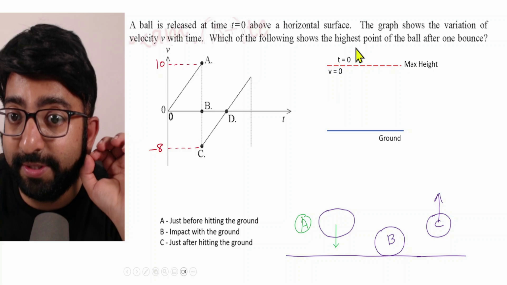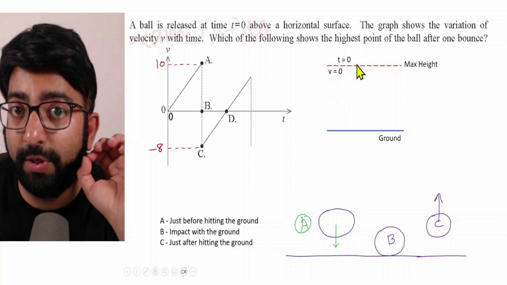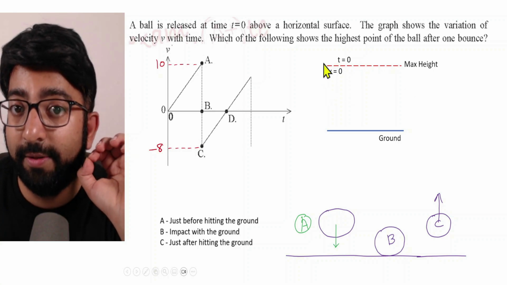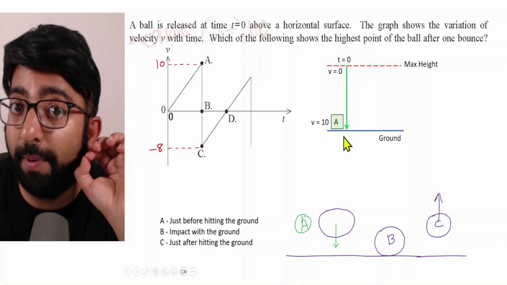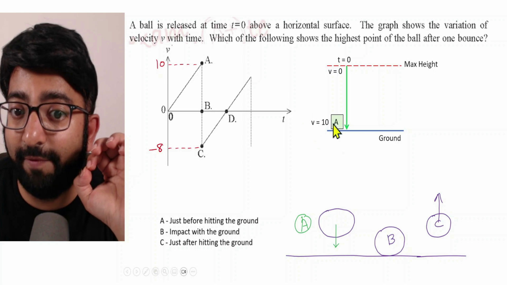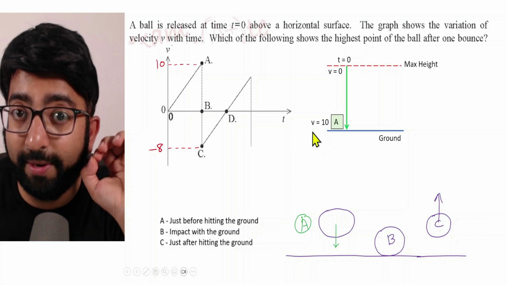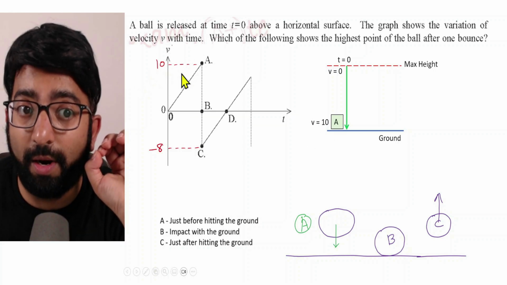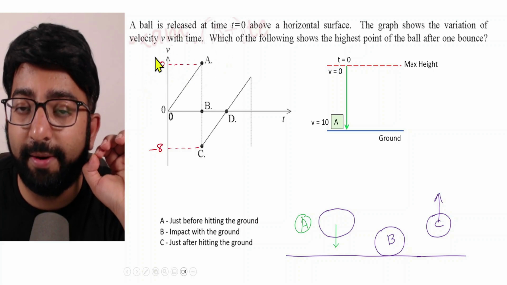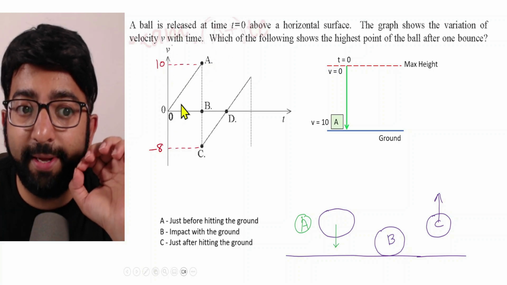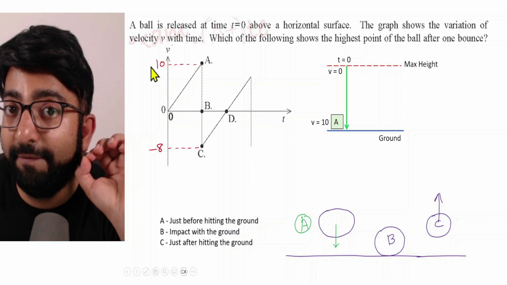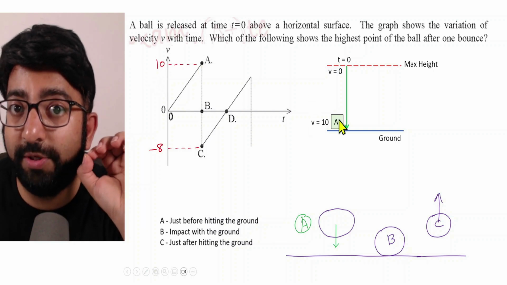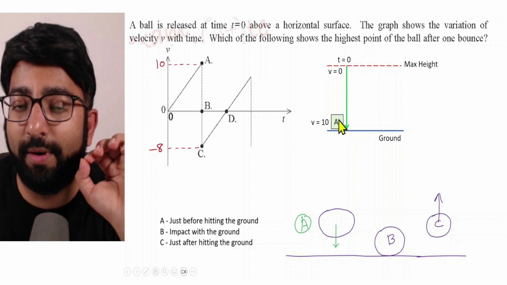Now let me explain this in this diagram. At t = 0, since the object was released, the velocity is 0. The ball will fall downwards and just before hitting the ground, let's say the velocity is 10. Now this value of 10 is already mentioned in the graph. At the point A, the velocity is 10. From the origin to the point A, the velocity kept on increasing until it became 10. Hence, we can say A is that point which is just before impact with the ground.